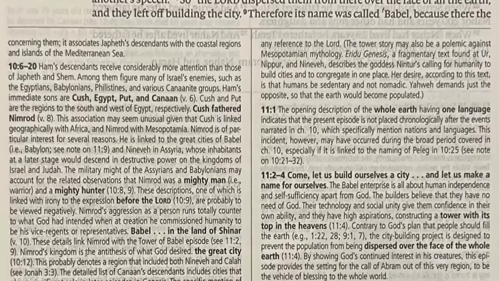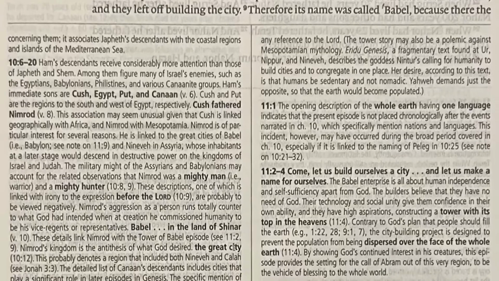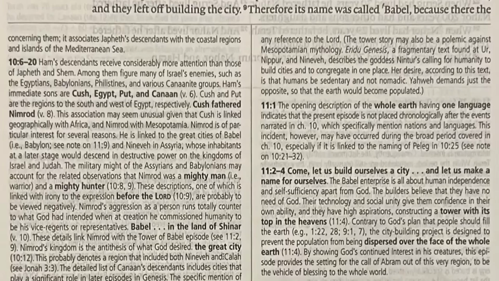Nimrod's kingdom is the antithesis of what God desired. The great city, chapter 10, verse 12. This probably denotes a region that included both Nineveh and Calah. See Jonah chapter 3, verse 3.